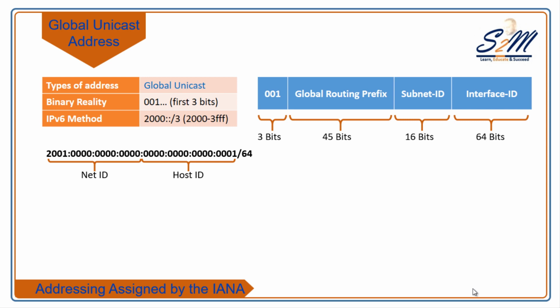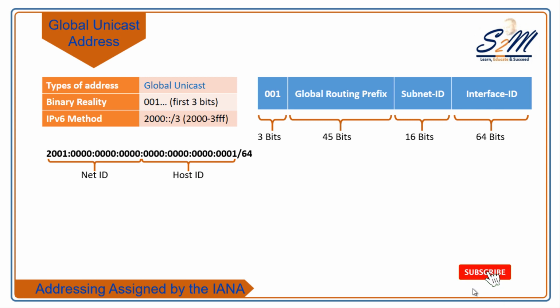The structure of a global unicast address is that the first 3 bits are always 0, 0, 1. A global routing prefix is used to route a global IPv6 address. It means it is globally reachable on the internet. The next 16 bits are the subnet ID, and we have 64 bits as an interface ID. We divide the address so that 64 bits are the network ID, and the other half, 64 bits, are the host ID.